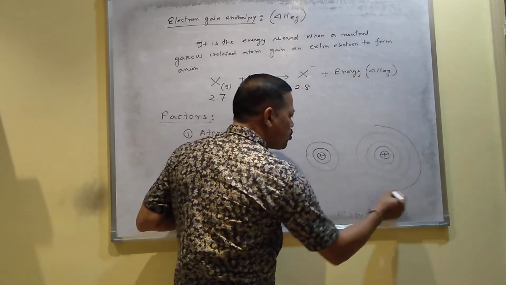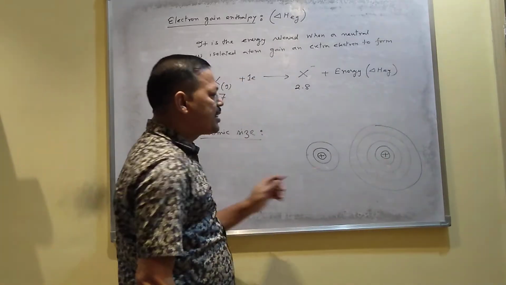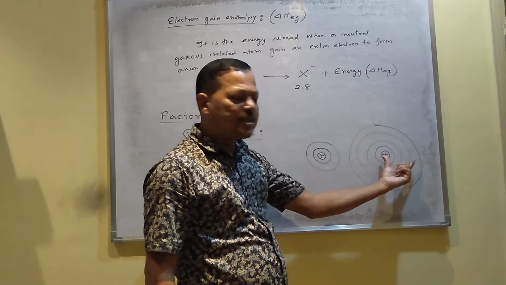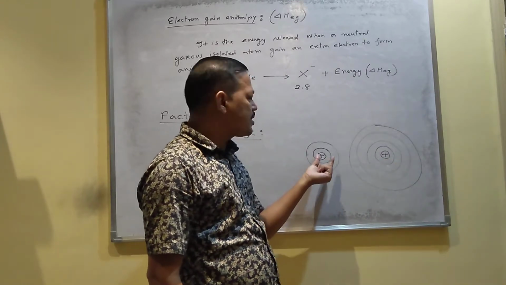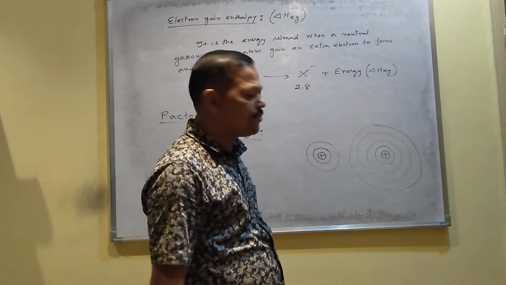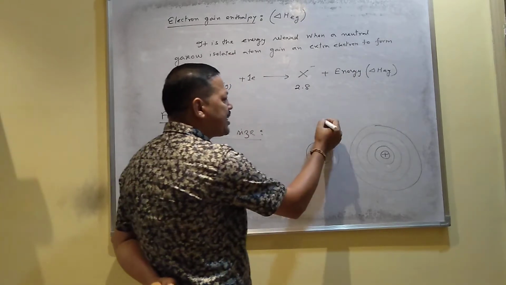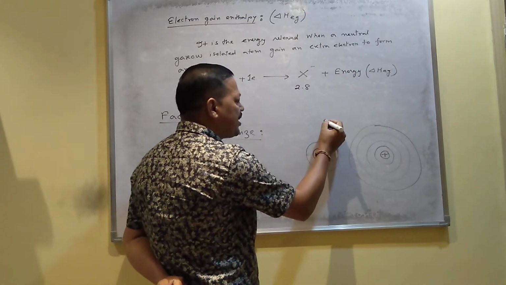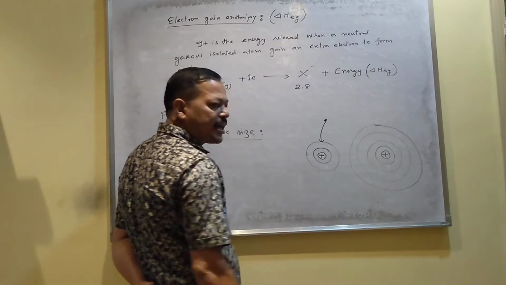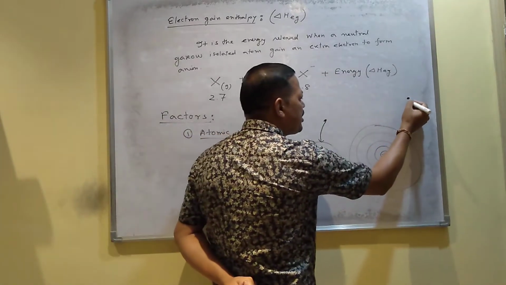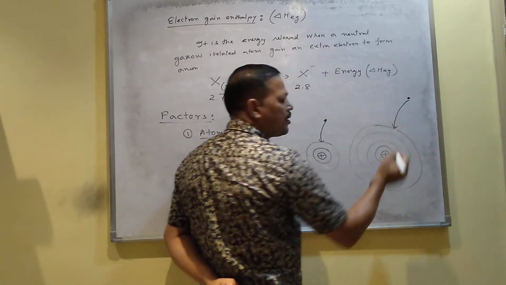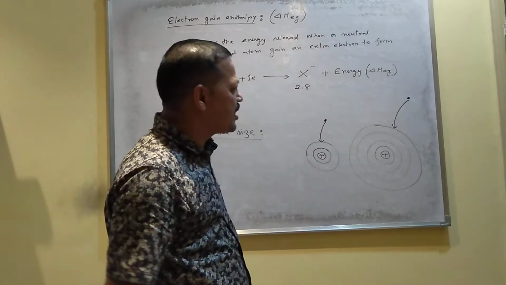And this is, suppose, the fourth cell. Since the cell number is more, the size of the atom is larger. Here the cell number is less, that's why the size is less. So when you gain an extra electron, here you will enter the electron in the valence cell, I mean the second cell, and here you will enter the electron in the fourth cell, since the fourth cell is the valence cell.